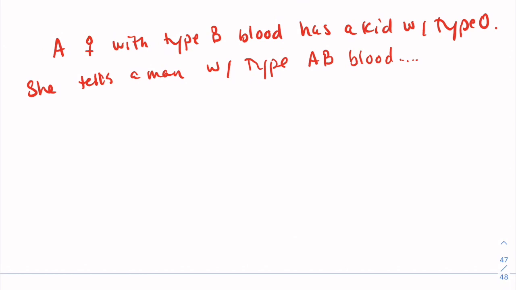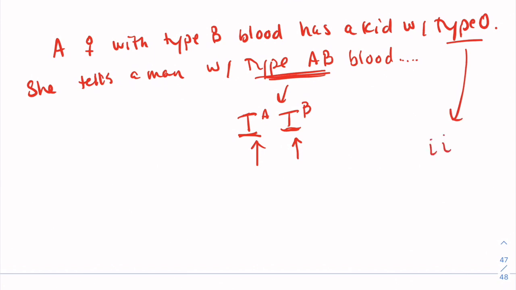What I'm asking you is, can a person with type AB blood have a kid with type O blood? And we've determined no. Because this person with type AB blood, their genotype is this right here. They have one A allele and one B allele. They can either give their kid an A allele or a B allele. But this kid is type O. Type O is this right here. They don't have an A allele or a B allele. So the answer is no, he cannot be the father.